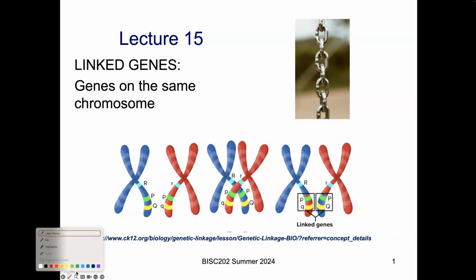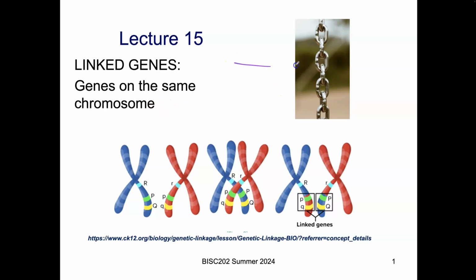I would like to begin with just a little bit of terminology. We're going to move now from talking about independent assortment and genes that are on different chromosomes assorting independently, to looking at genes that are not assorting independently, because they are found fairly close together on the same chromosome, and therefore they're physically connected to each other when they're passed on to the next generation.